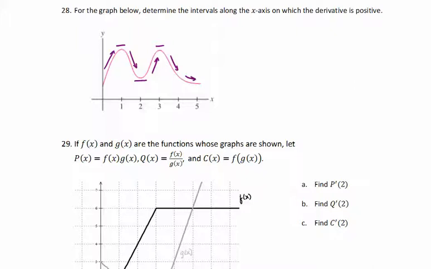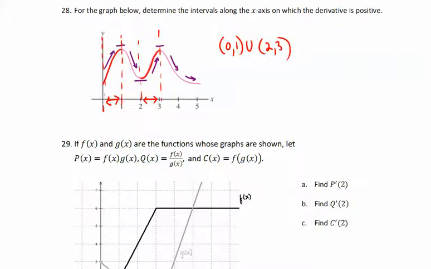So what we're looking for is the intervals for which the slopes are positive, and that's going to happen from 0 to 1 and from 2 to 3, and that's it. So in here, from 0 to 1 the slopes are positive, and from 2 to 3, at every point along there the tangent to the curve would be positive. And so we'll just say from 0 to 1 and from 2 to 3.